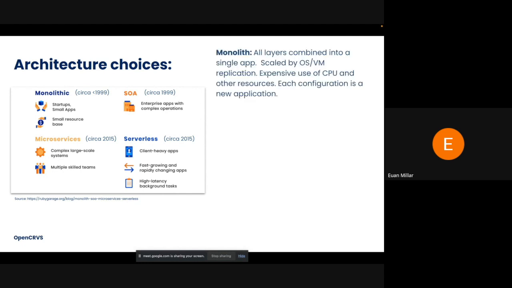Well, if we think about the monolith, as I was saying, all the data, all the layers of the application are combined into a single application. And you scale that by scaling the operating system or virtual machine. So that's quite an expensive use of CPU and other resources. And every single configuration you make of a monolith is essentially an entirely new application. So that isn't really very scalable. It's certainly expensive to scale, and it's not very configurable. So that wasn't going to work for Ernie's.